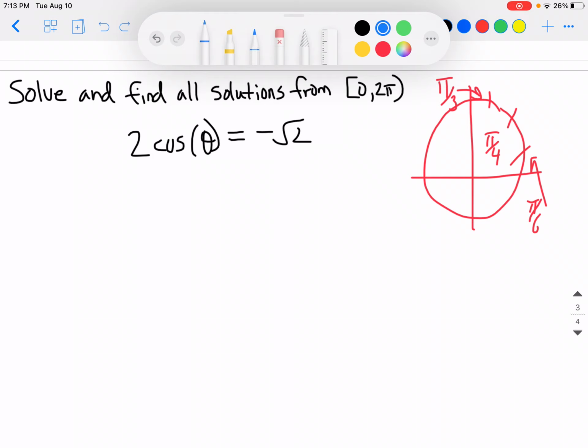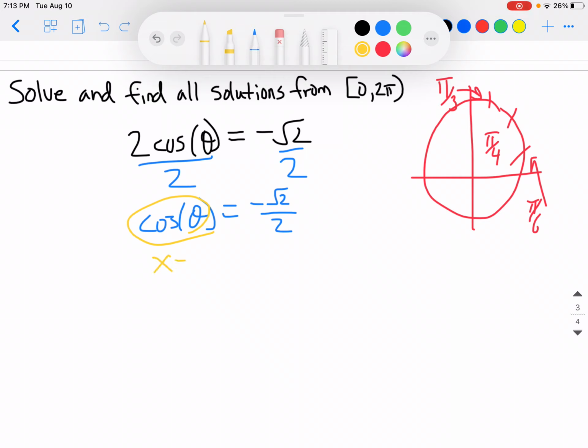In order to solve this, we need to get cosine by itself. So we're going to divide both sides by 2. When that's the case, we're looking at cosine of theta is equal to negative root 2 over 2. Now, what we need to keep in our minds is that whenever we see cosine, we need to be thinking about the x-axis.